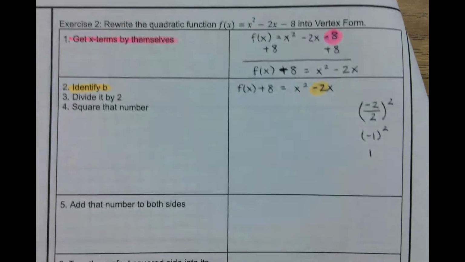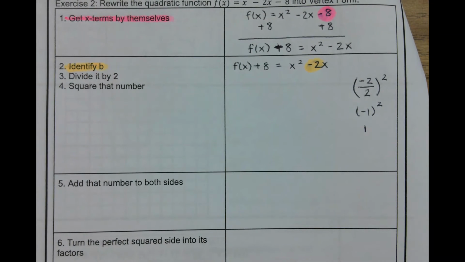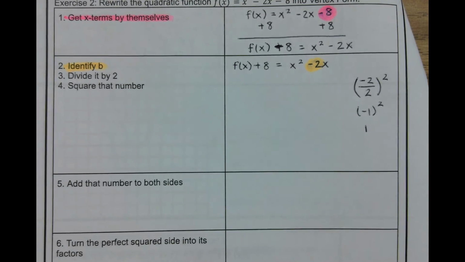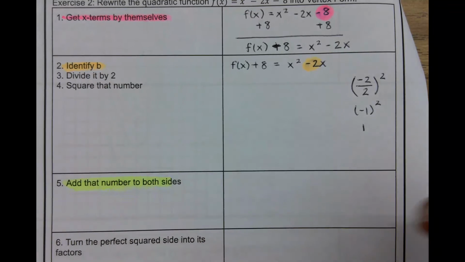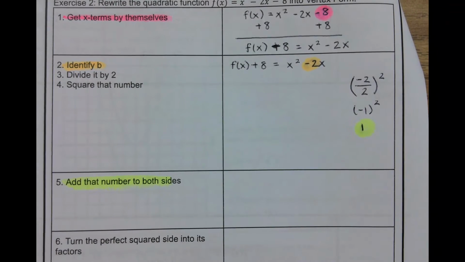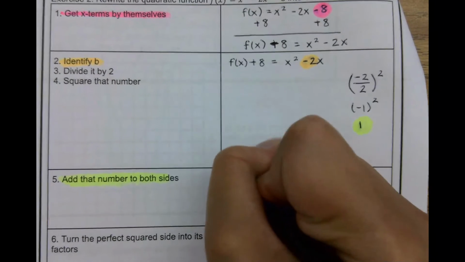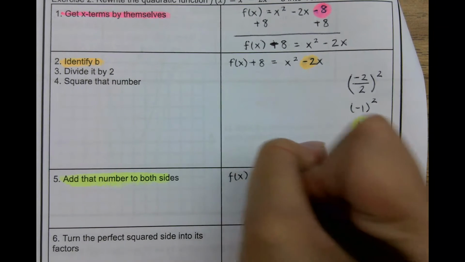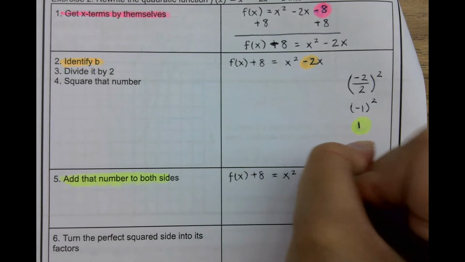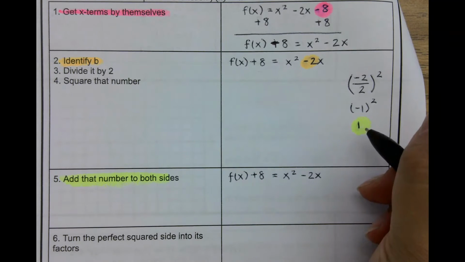Okay? And so it tells me to add that number to both sides. So this number that I have now, I'm going to add it to both sides. Okay, so let me rewrite what I have here. So f of x plus 8 equals x squared minus 2x. I'm going to take that number and add it on both sides.